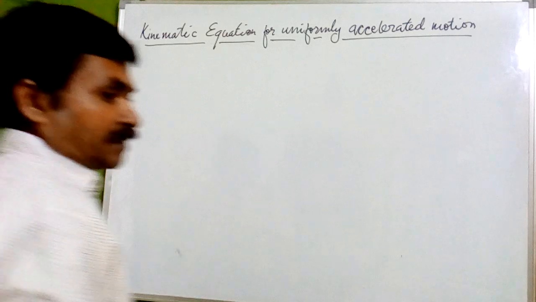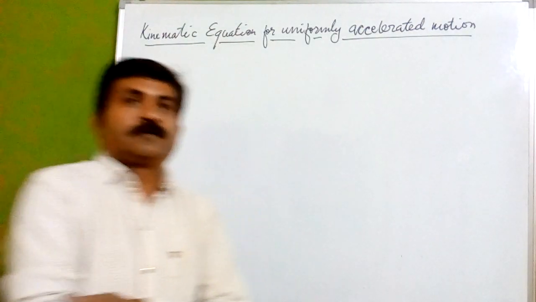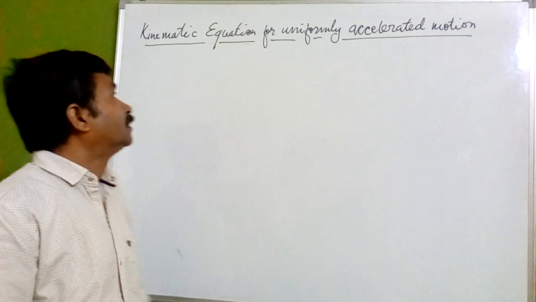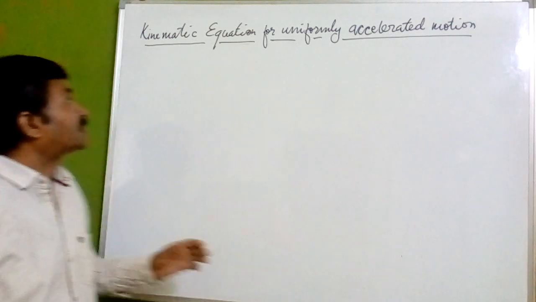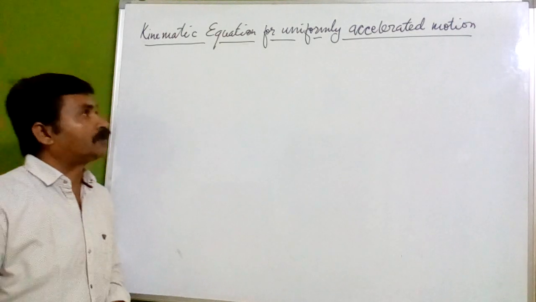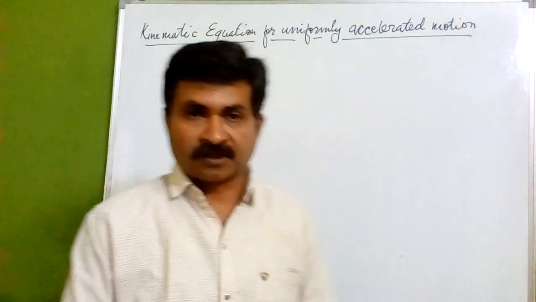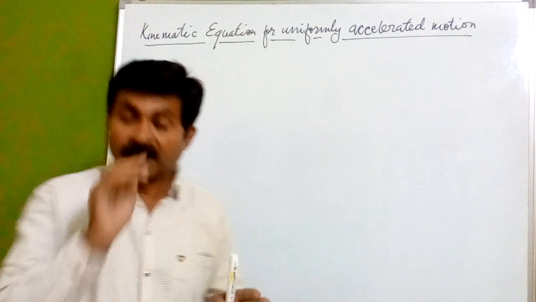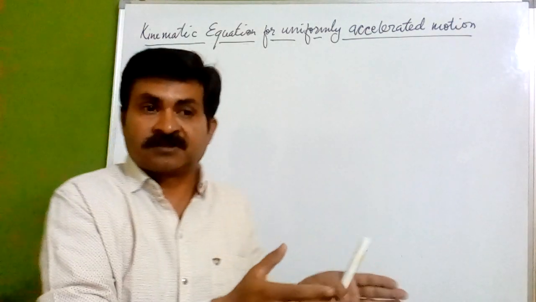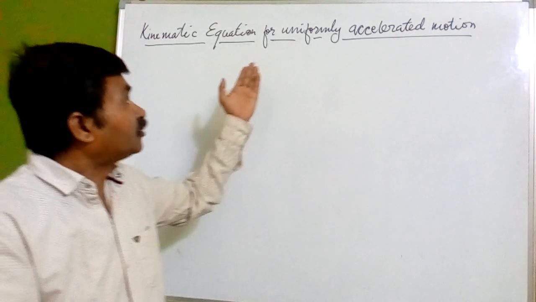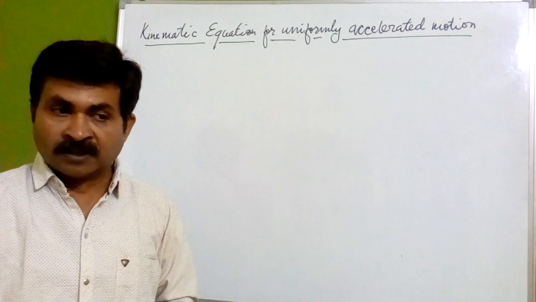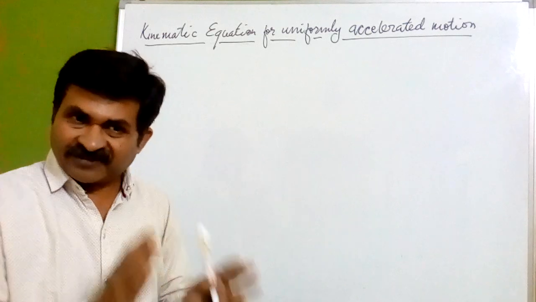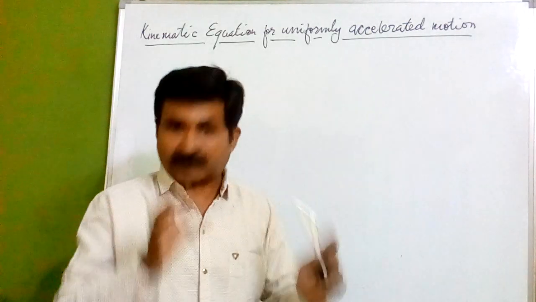Now in the previous lecture we have talked about velocity and acceleration. Now here we are going to the kinematic equations for uniformly accelerated motion. We know the types of motion, types of acceleration, uniform motion and non-uniform motion. Here, uniformly accelerated motion. Now we have understood the definition of acceleration.